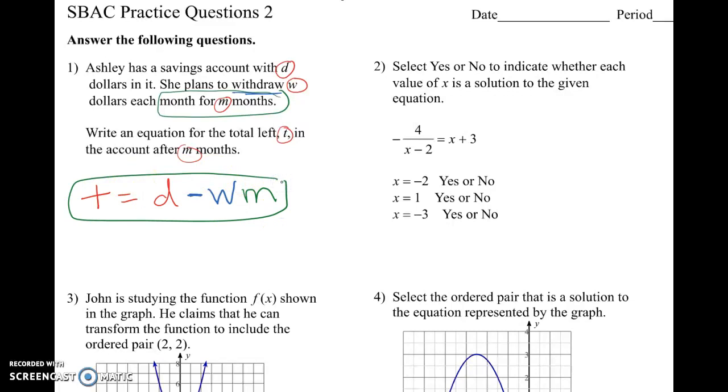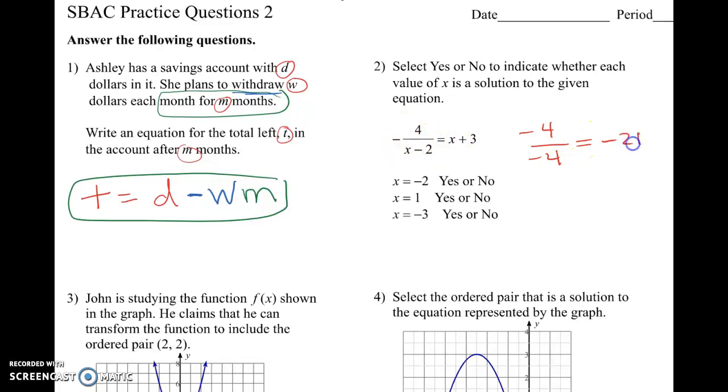For question number 2, it says select yes or no to indicate whether each value of x is a solution of the given equation. So we can take this value and plug it in and see if it works, or we could multiply. So our denominator here is 1. We could cross multiply here and we could solve. I personally think that it's easier for me just to plug these values in. So that's what I'm going to do. I plug in a -2, and I have a -4 on top, and the -2 and the -2 here make a -4. That's one side of this.